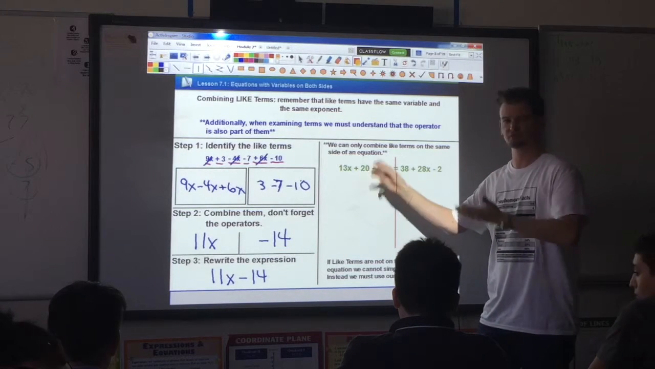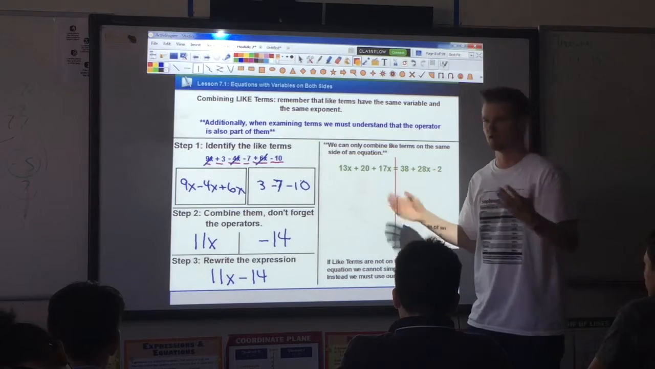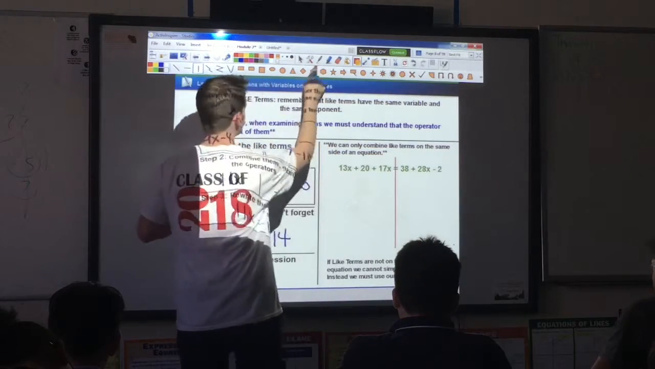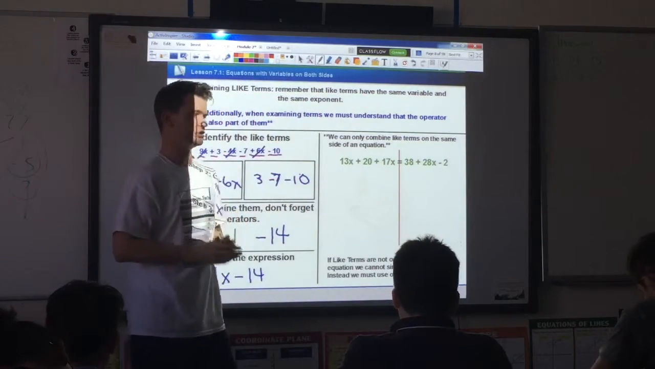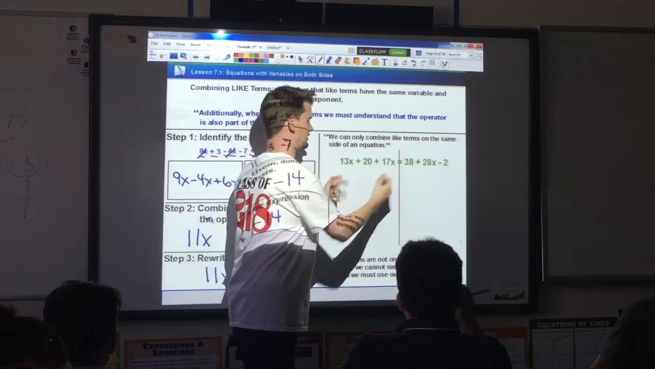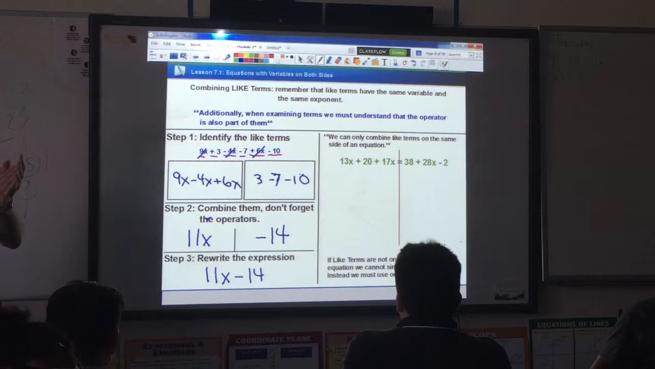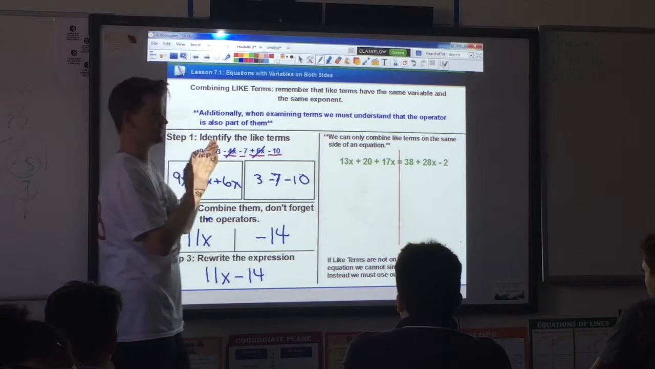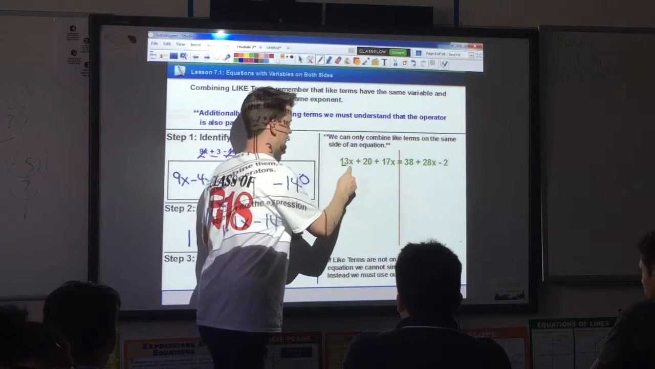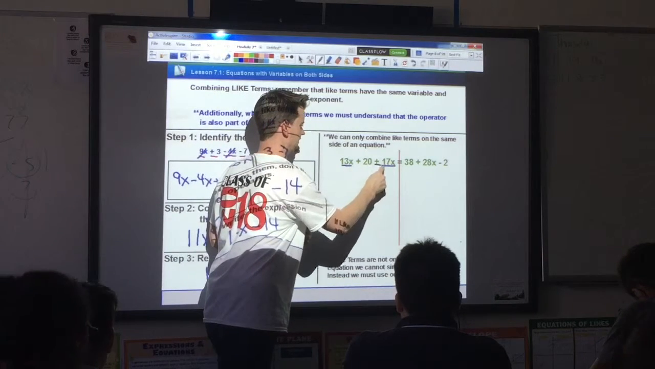The opposite of a positive 20 is a negative 20, yada, yada, yada. What I'm trying to do right now is not that. I'm trying to combine like terms. So I look at the left side of the equation first, and I ask myself, do I have any like terms, yes or no? Yes. What are my like terms on the left side? Positive 13x and positive 17x.